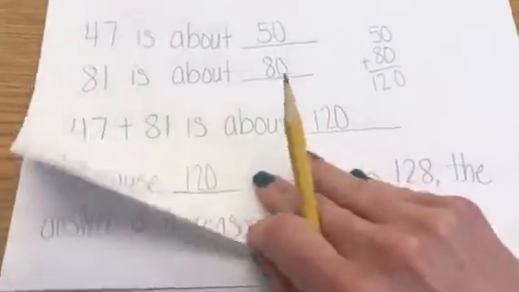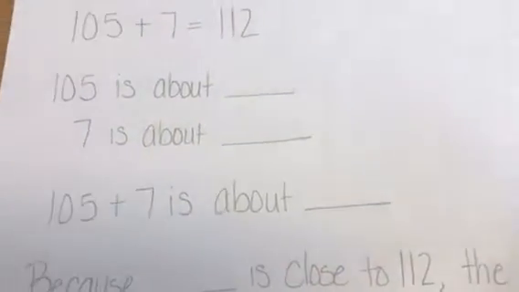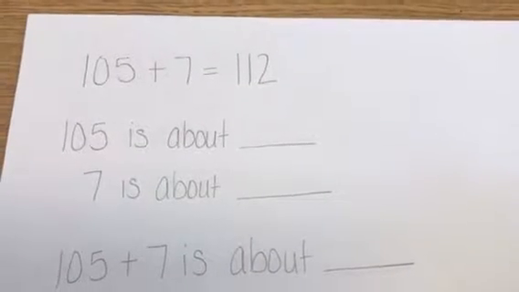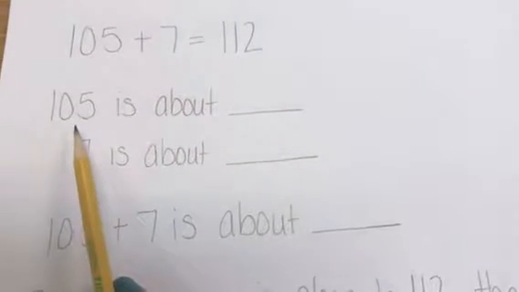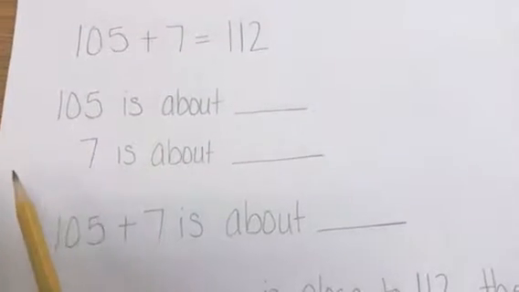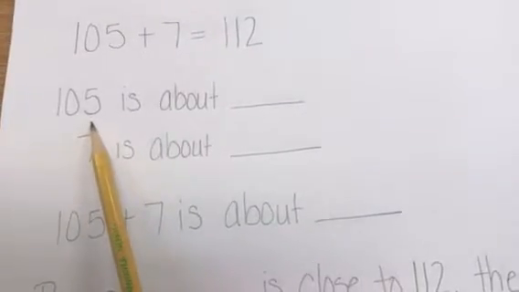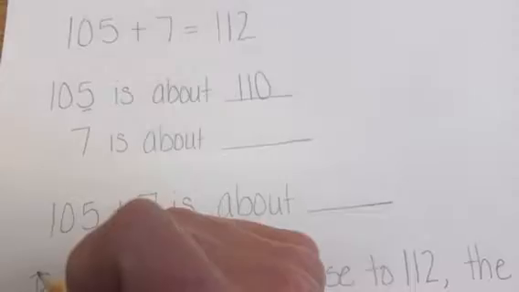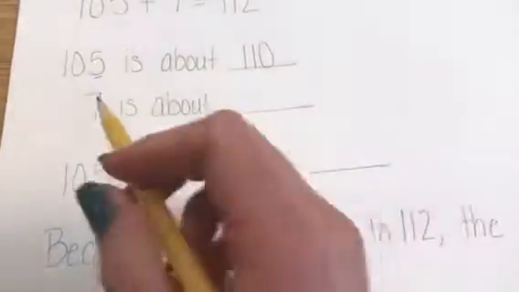Let's look at another problem. So here I can see that my problem is 105 plus 7 equals 112. First, I want to round both my numbers to the nearest 10. So I see that 105 is about 110 because I know that if it's a 5 or greater, I'm going to round up to the next 10.